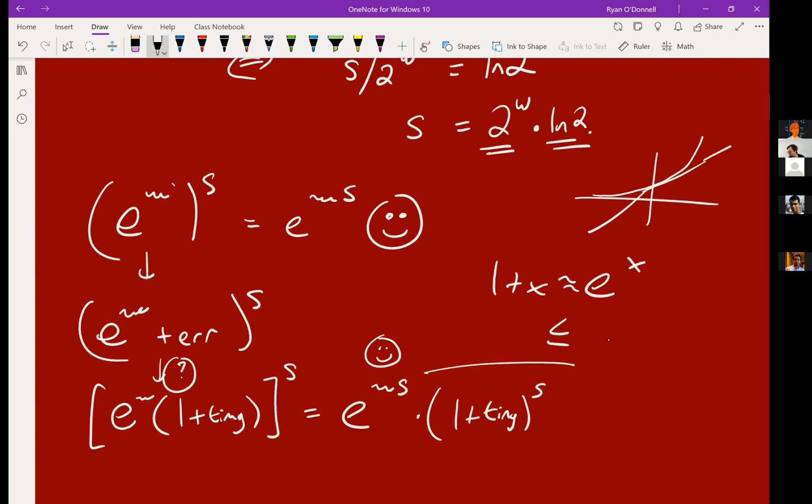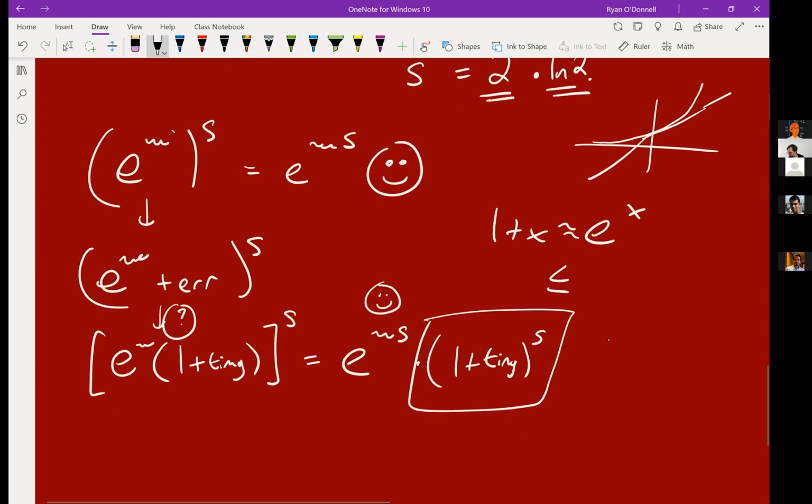And now we might hope to show that this is small, which is basically true if tiny has to be less than 1 over s. And again, you could say this is roughly e to the tiny. But let me not quite solve everything yet. We can come back to this. But that's how one can make progress.